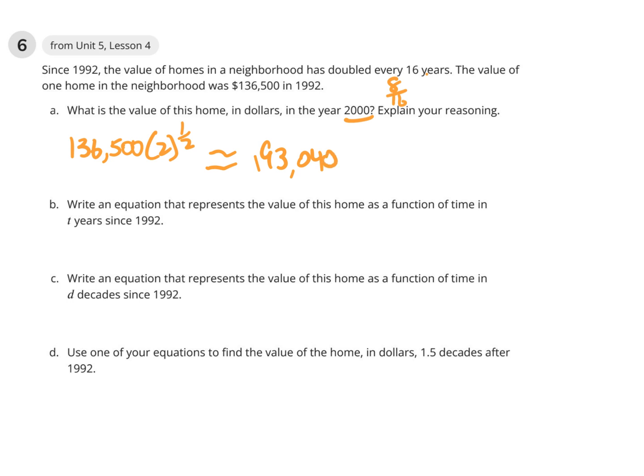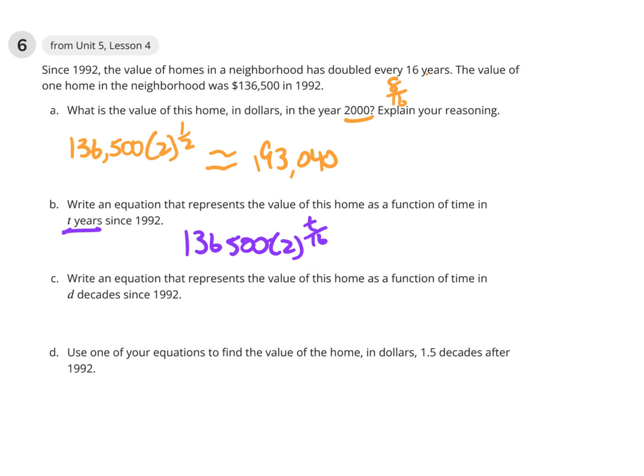Write an equation. We should have written the equation first. I don't know why they didn't ask us to write the equation. It's 136,500 to the t for 1 year out of every 16. Because that says t years, which means 1 year. But it doubles every... Oh, wait, I forgot to put the rate in there. That would throw us off, so it's to the t over 16.